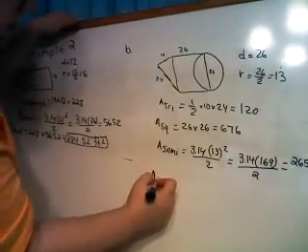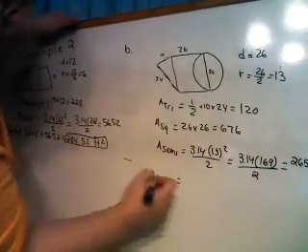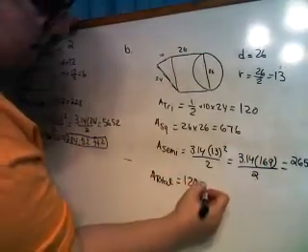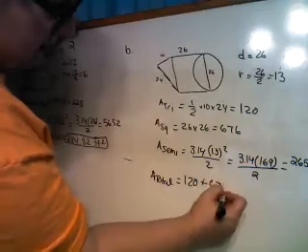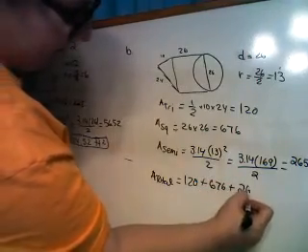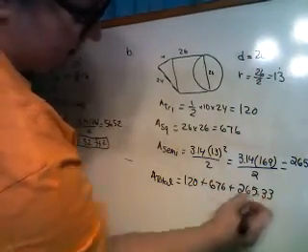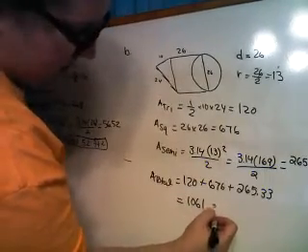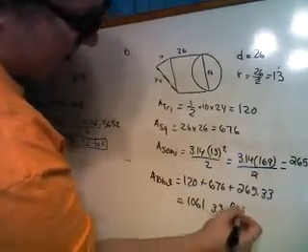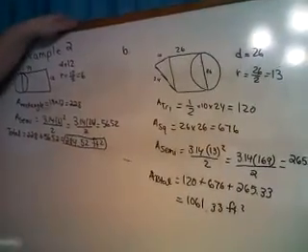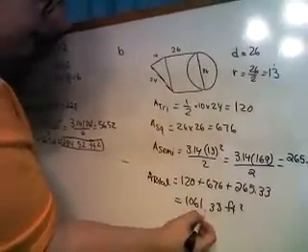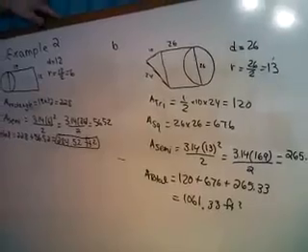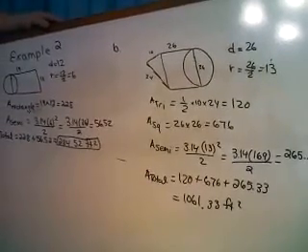All right, so then you have the triangle, the square, and the semicircle. So for the total, I'm just going to add the parts together, and you get a sum of 1061.33 feet squared on that one.